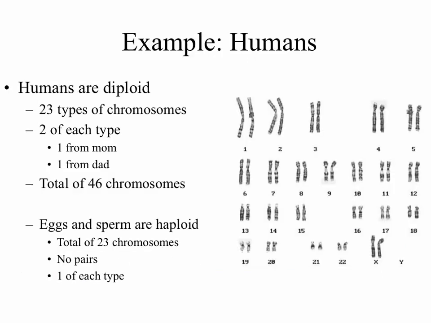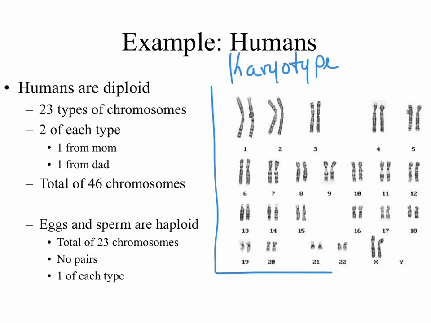So here's a nicer picture of a human karyotype. A karyotype is just a picture of all the chromosomes from a cell. So this is a human karyotype. We can see that there are 23 types of chromosomes found in this cell. Again, most of these are numbered. There are 22 autosomal chromosomes and 2 sex chromosomes at the end. Most human cells are diploid, having 2 of each type of chromosome.